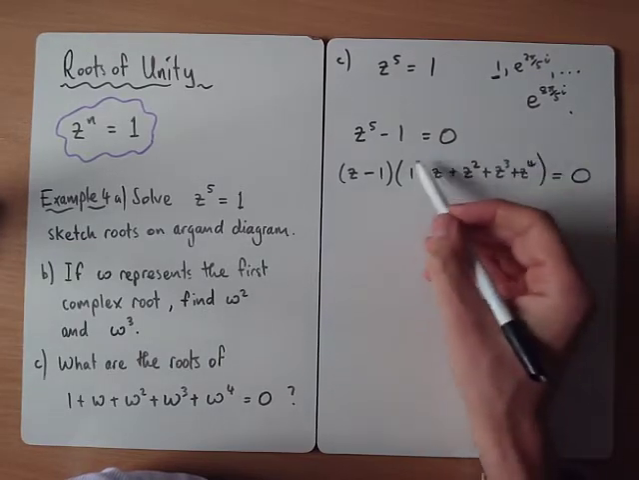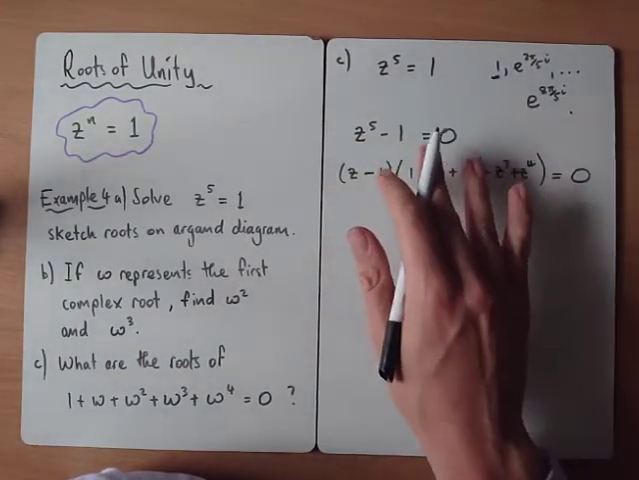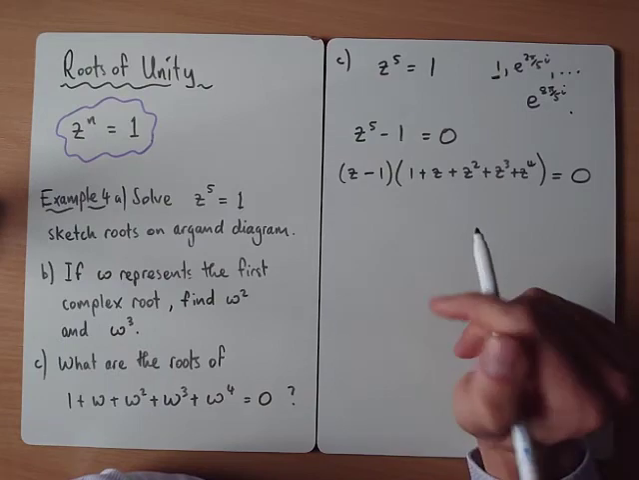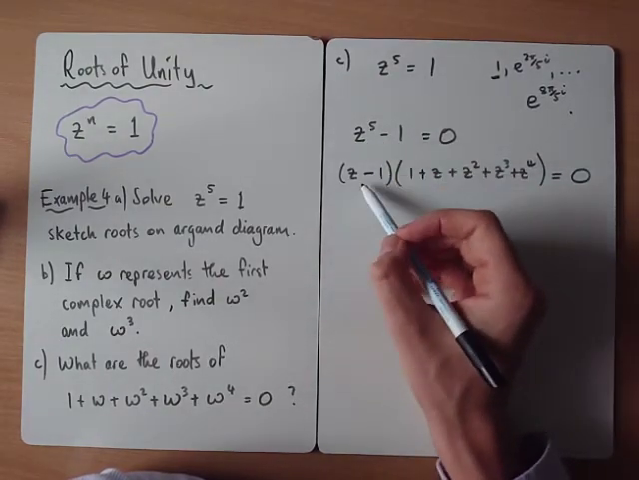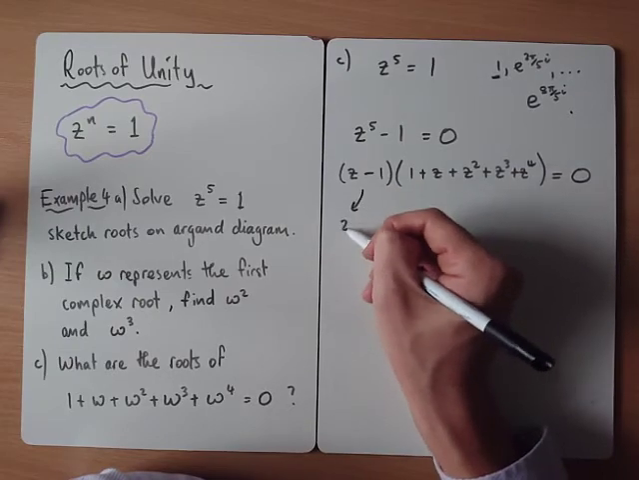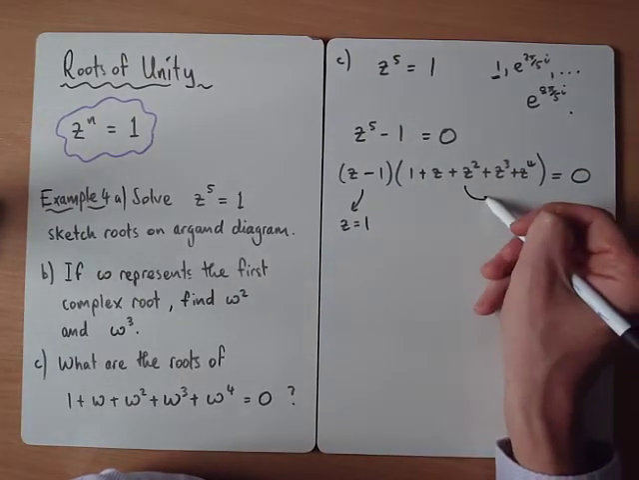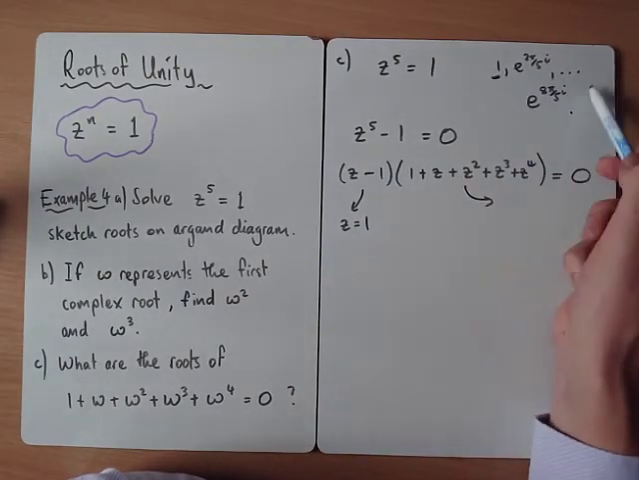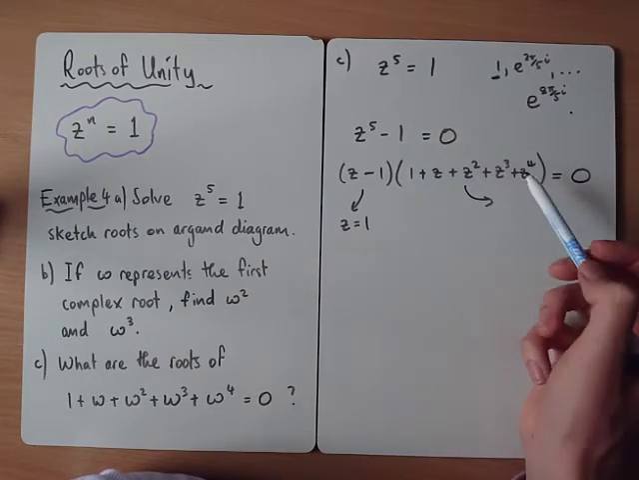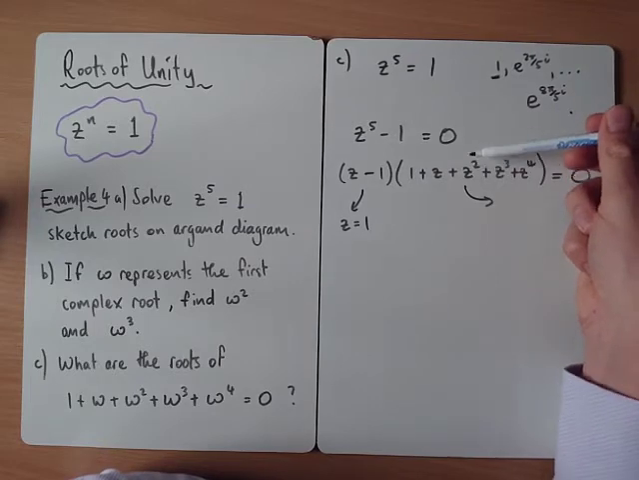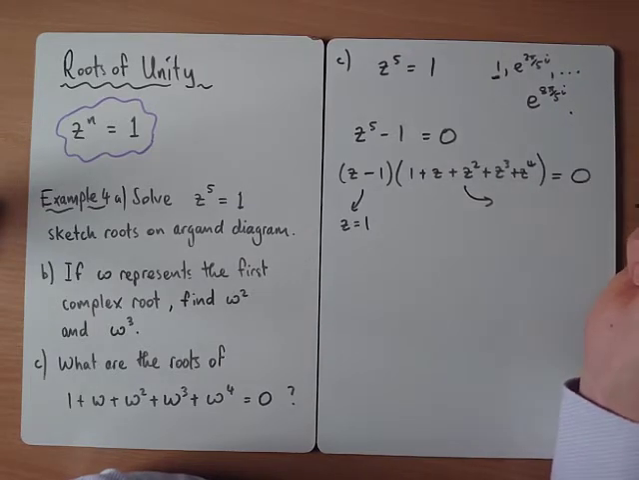I'll show you where this comes from, because obviously we wouldn't be expected to just jump from that line to that line. Okay, but just bear in mind that this equation has 5 roots. The real root is z equals 1, and the other 4 roots are going to be the roots for this bit that we're being asked about. But let's just think about, well, how can we go from this line to this line, instead of me just assuming that we could factorise this.